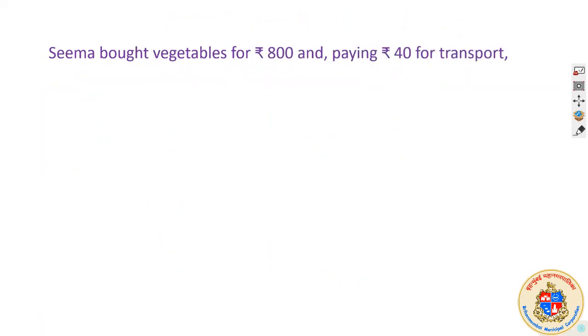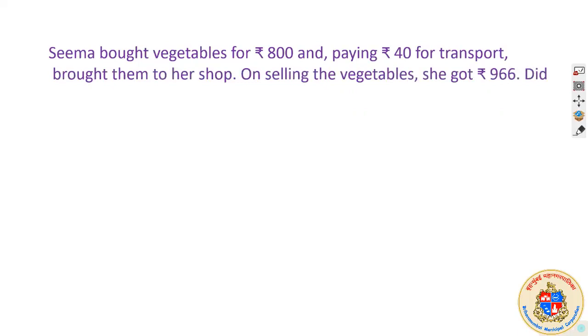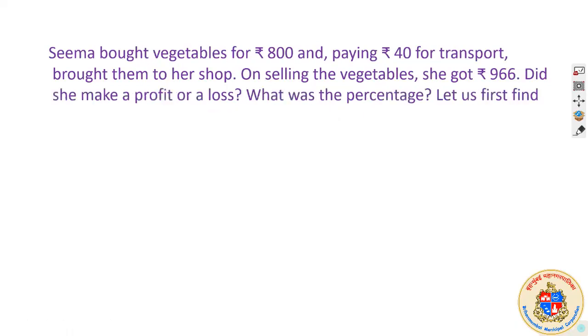Seema bought vegetables for rupees 800, paying rupees 40 for transport, and brought them to her shop. Seema has her own shop, and she bought vegetables for rupees 800 and spent 40 rupees for transport. On selling the vegetables, she got 966. Did she make a profit or a loss? And what was the percent? Let us find out the total cost price also. Then only we can begin with this sum.